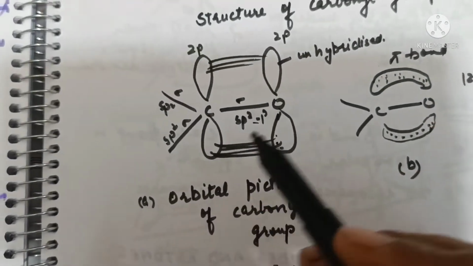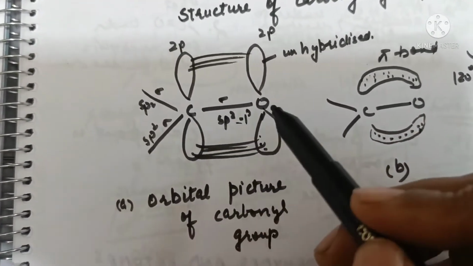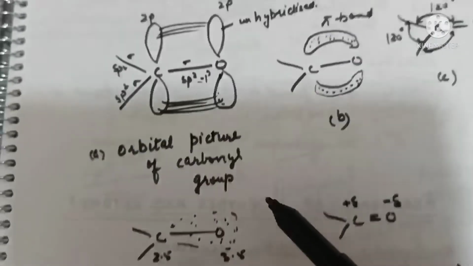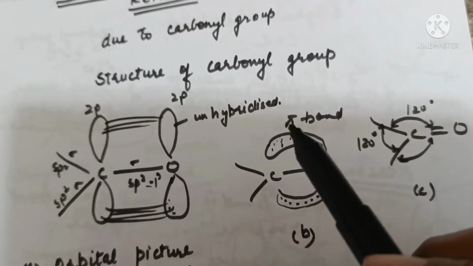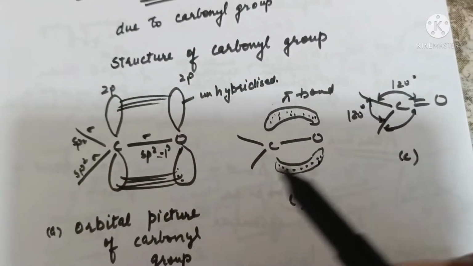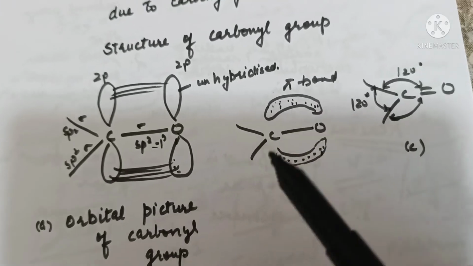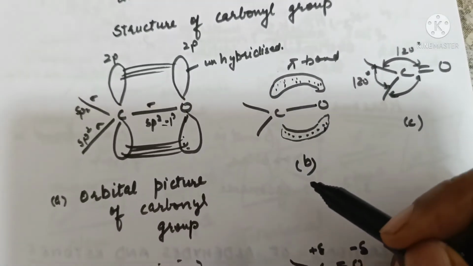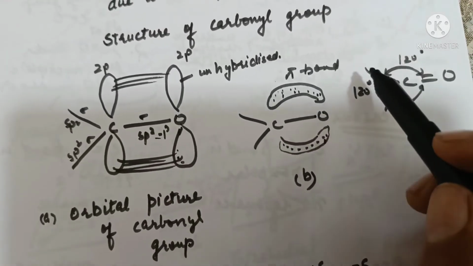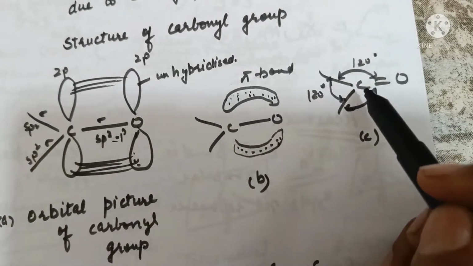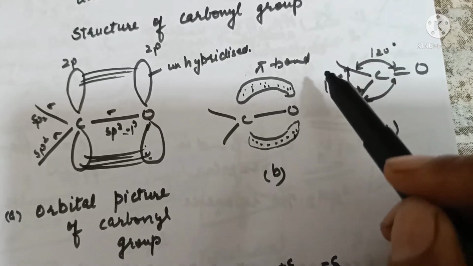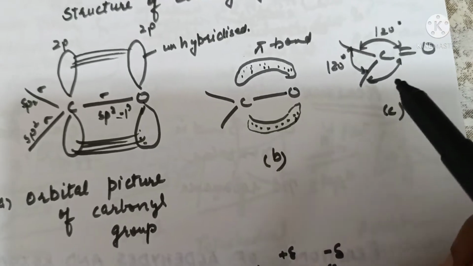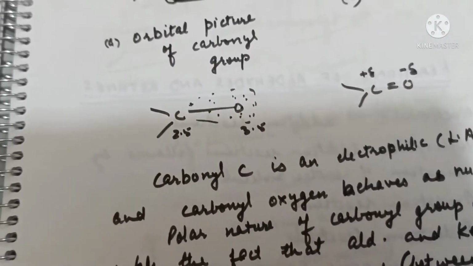So these sp2 hybrid bonds are planar in nature, whereas the pi bond is perpendicular, above and below. The pi bond electrons are present above and below the planar sp2 hybrid structure. The bond angle of the compound is 120 degrees. This carbon oxygen bond angle is 120 degrees.